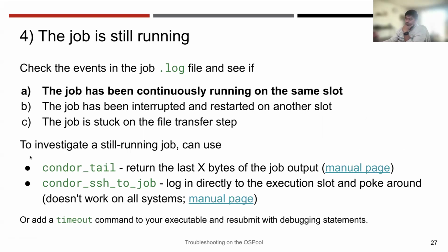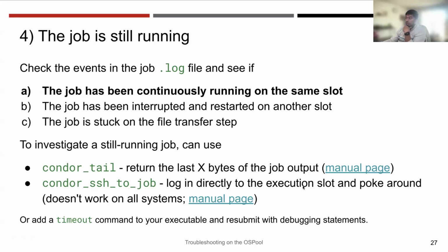In this slide, you'll see some tools that you can use to look at your running job. One of the commands you can use is condor_tail. That would give you the last amount of bytes that your job output. We have linked to the manual page, and you can use that for more details on how to use that command.